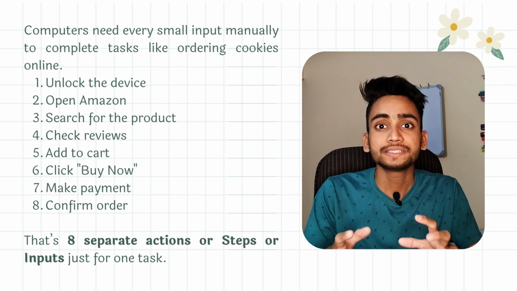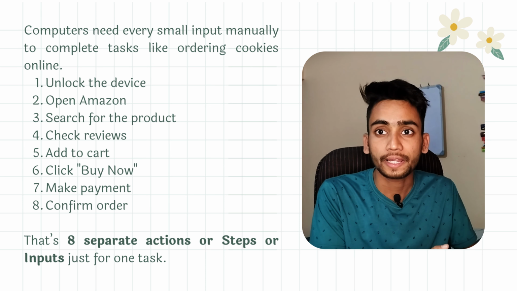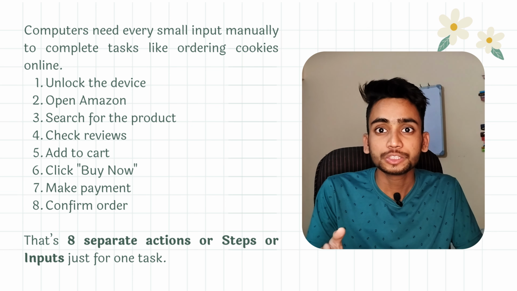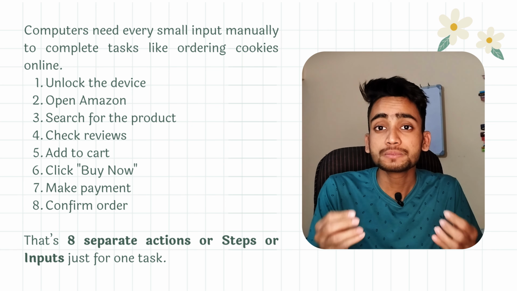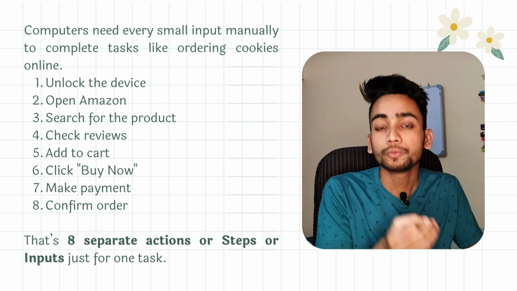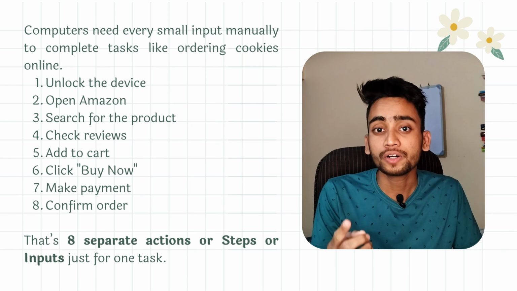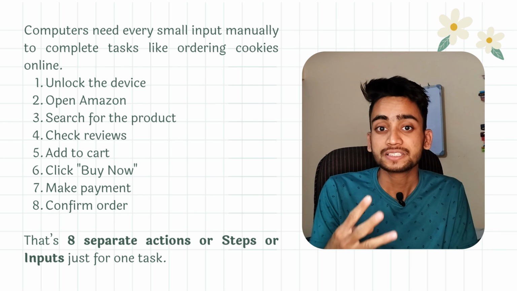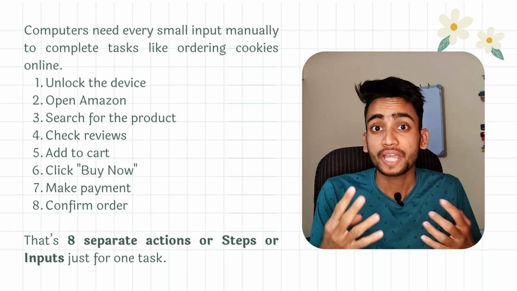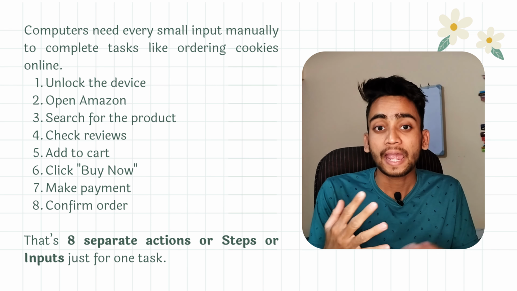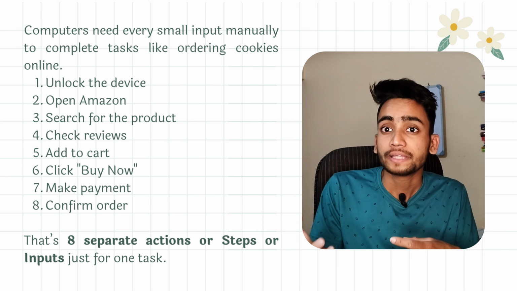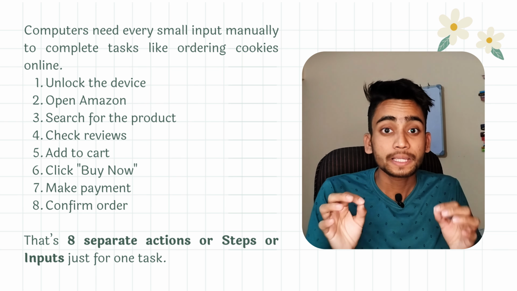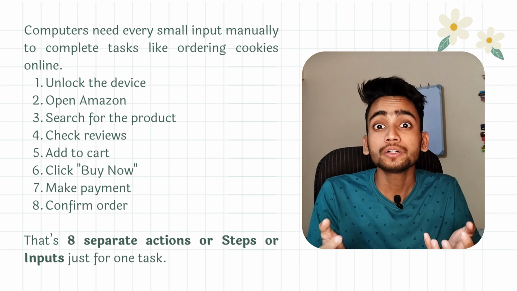But if you assign this same task of ordering cookies online to a computer, maybe from your laptop or smartphone, in that situation, you need to provide every small input manually to a computer. And this input can be first, unlock the device. Second, open Amazon app. Third, search for the product. Fourth, check reviews. Fifth, add the item to the cart, then buy now, then make payment, and then wait for the confirmation. That's already 8 separate actions just to order cookies online.